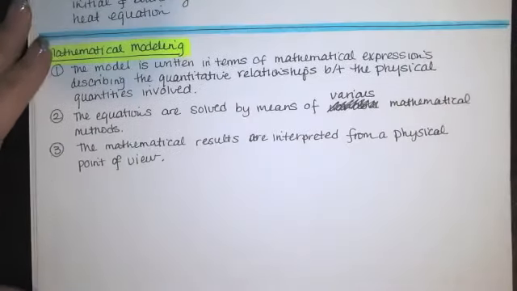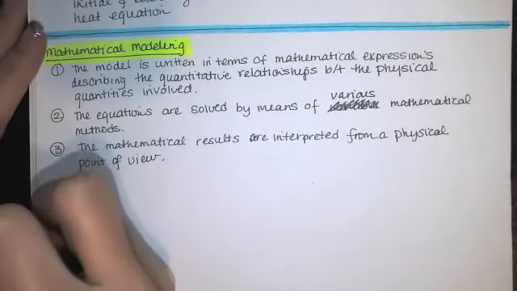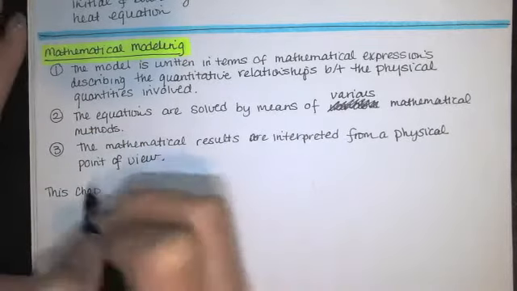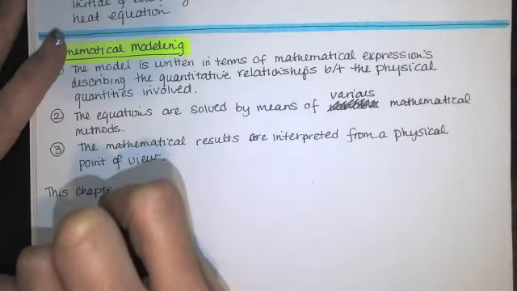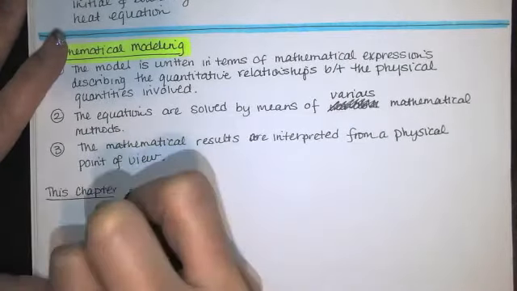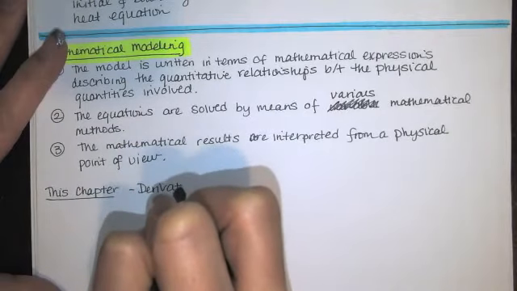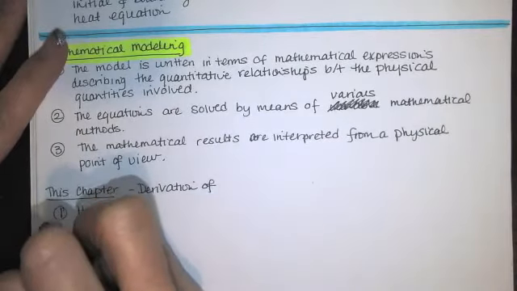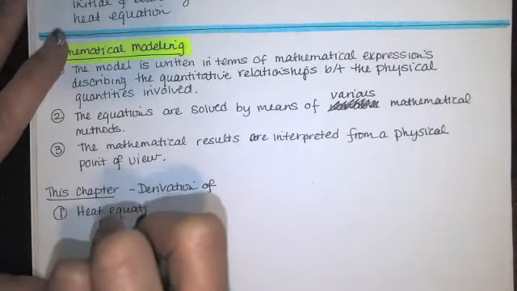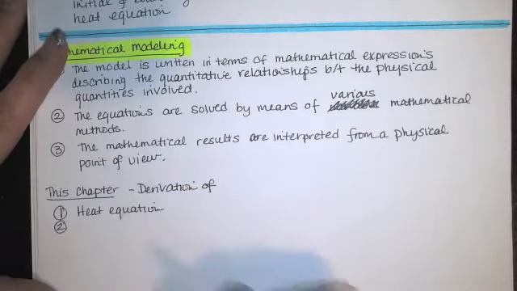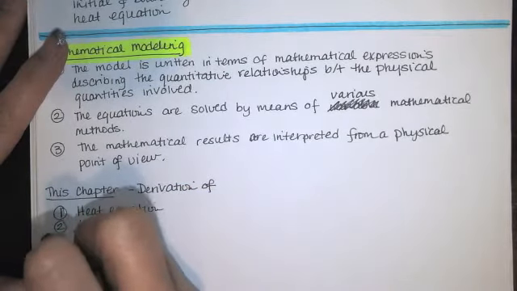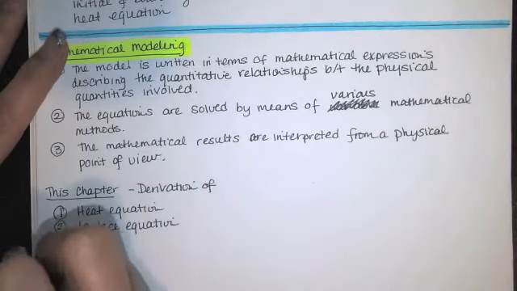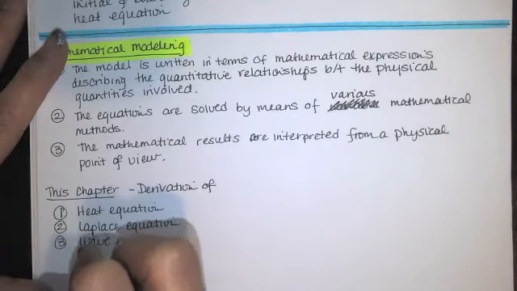Now, in this chapter, we're going to deal with three types of mathematical models. We're going to derive all three. In this video, we're going to start with the heat equation. And then after that, we'll talk about the Laplace equation. And then finally, we'll discuss the wave equation.